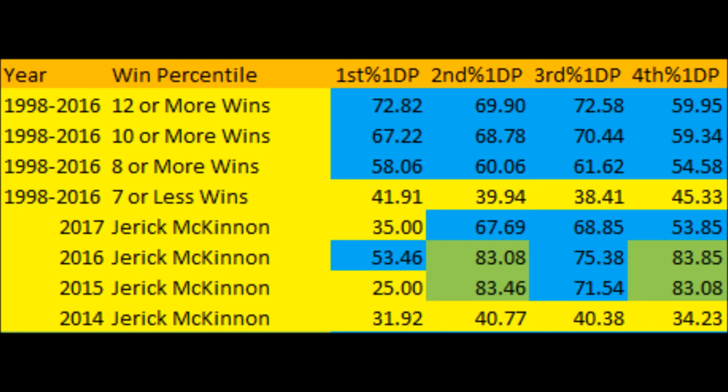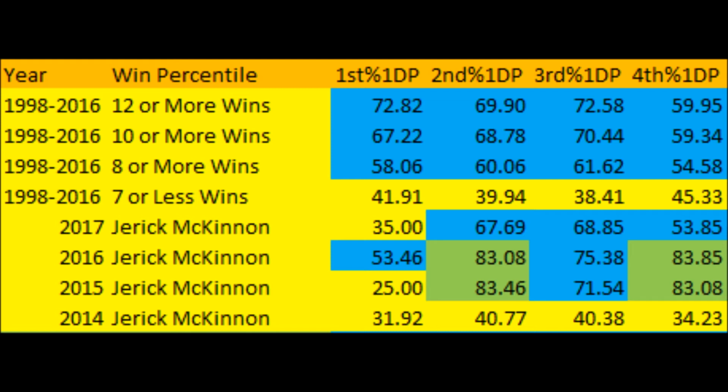But from 2015, 2016 to 2017, he's been above average on second down, third down, and fourth down when it comes to the ability to convert those receptions into first downs, and those crucial downs and distances, and especially third down. And that is where the value of Jerick McKinnon is when you look at his overall production.